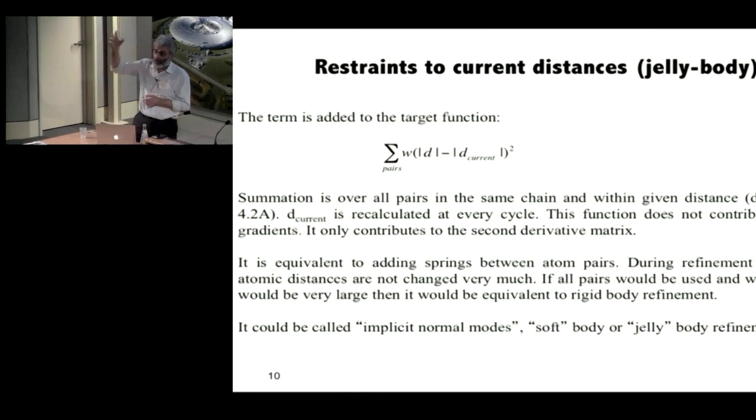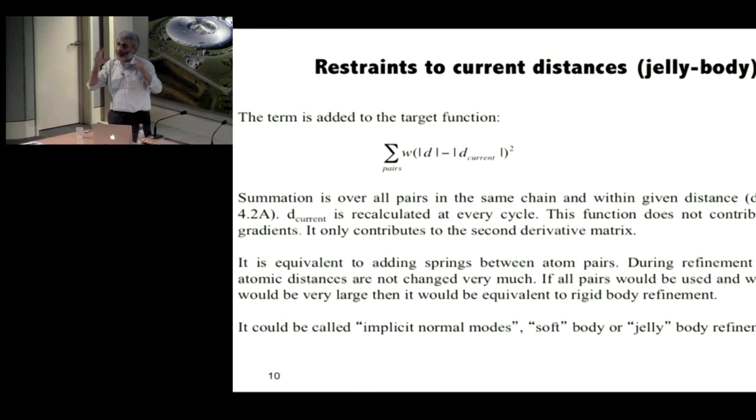Let's say that you have a model you want to fit into your map or crystallographic data, and let's assume that the starting conformation is correct, but there may be conformational changes. The starting local conformations are correct. So what we say is that, since starting local conformations are correct, we try to keep starting local conformations as intact as possible.